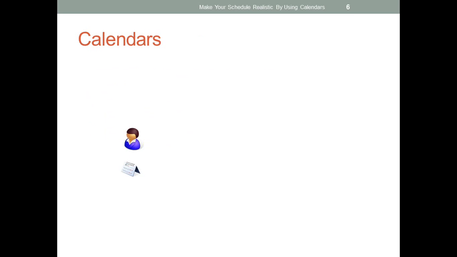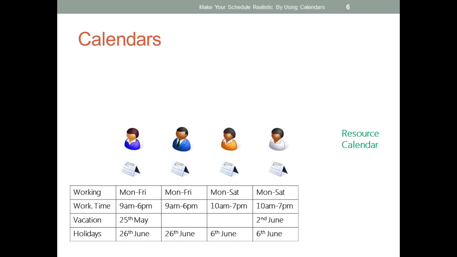Now let me start with a very simple example. If you look within your own team, each one of us is an individual. We have our own working time. We always have our own holidays and vacation plans. If a project team had only one person, then scheduling would be quite simple because most of your activities would be done quite sequentially. But in almost all projects that we work with, we have multiple team members, where each team member will have a different working time. They will also have a different set of holidays and vacation plans.